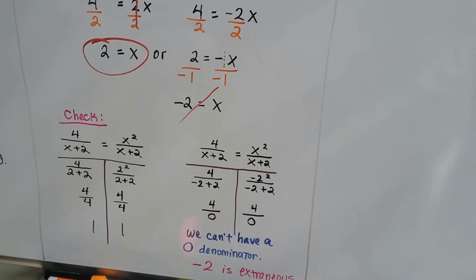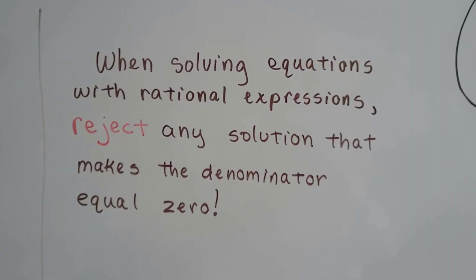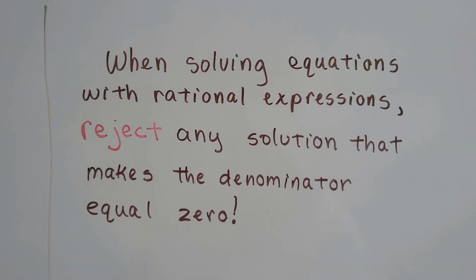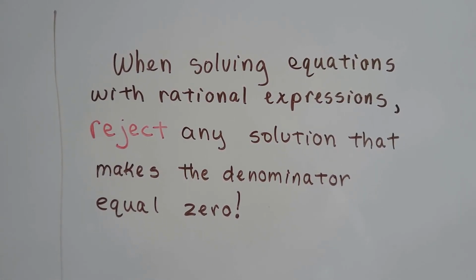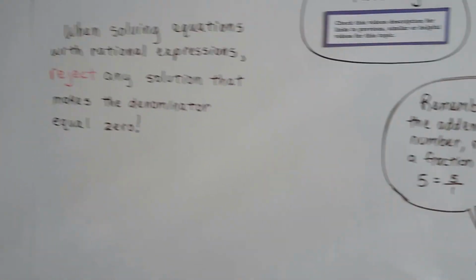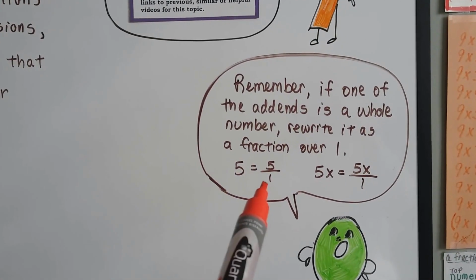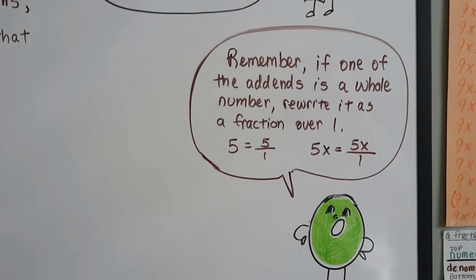It's the one that's not relevant. It's not connected. It won't work. It's unrelated. Okay? So when solving equations with rational expressions, reject any solution that makes the denominator equal 0. Okay? Because it's extraneous. All right? And, of course, remember that you can always write them over 1 so that they'll be in a fraction form. Okay? That might make it easier on you.